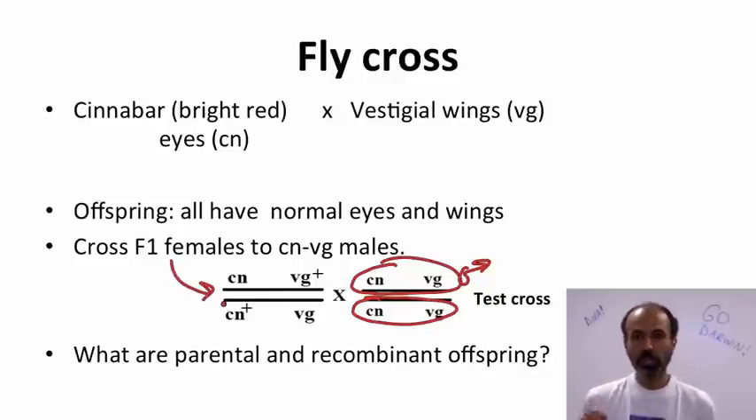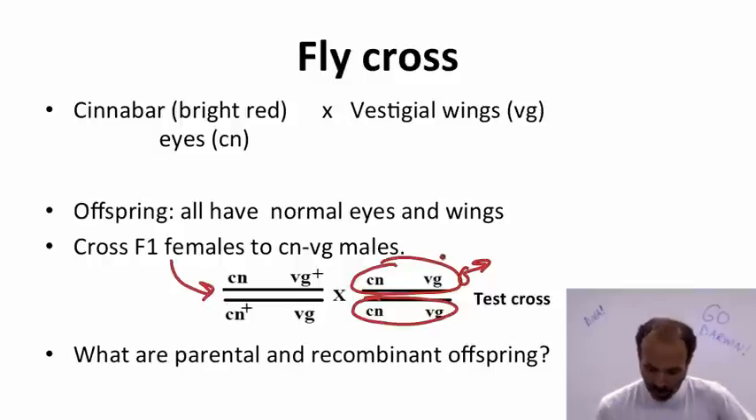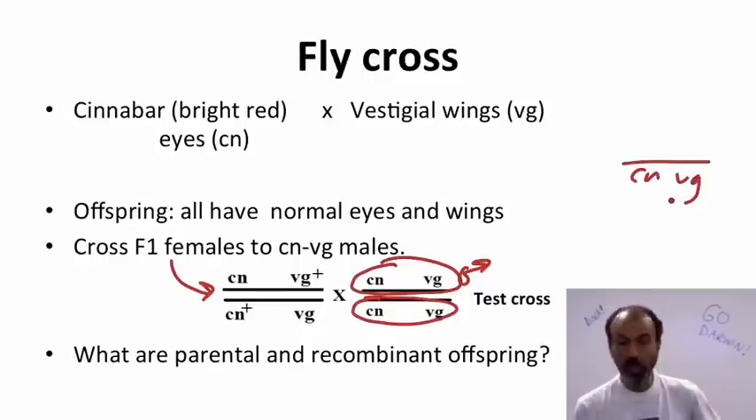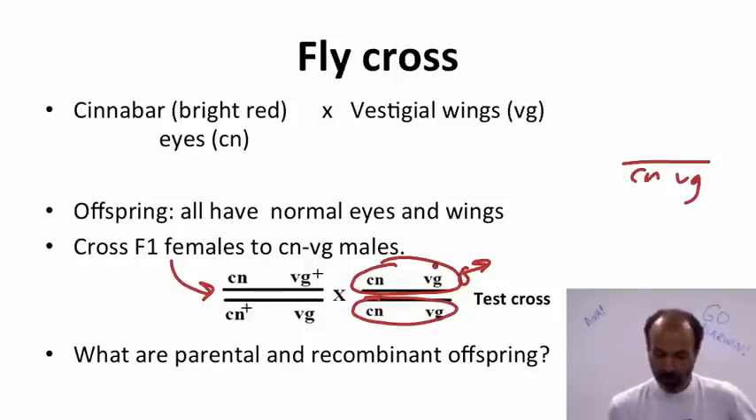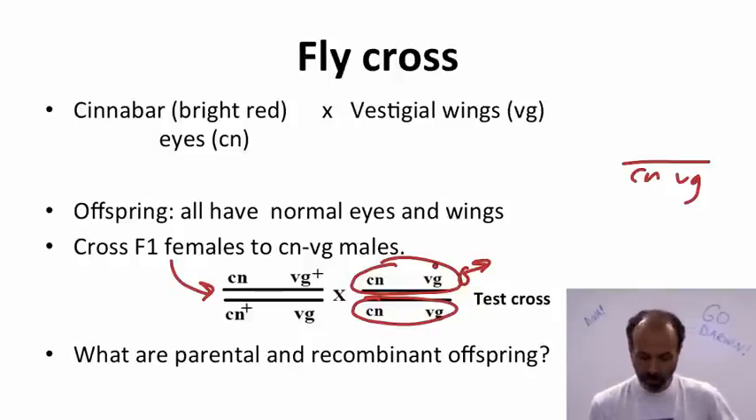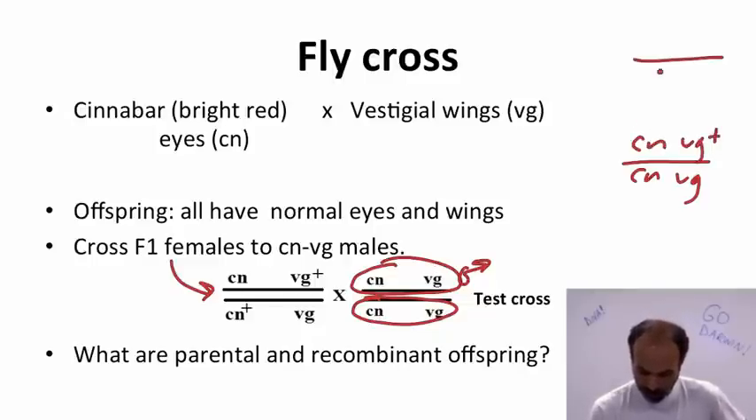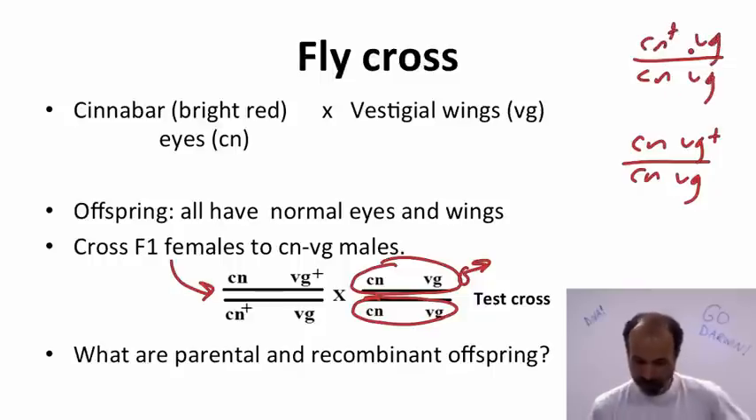What would be the parental and the recombinant offspring? What would they look like? Well, let's think about this. The dad's always giving the mutant form. So from dad, you're always getting CN VG, no matter what. It doesn't matter if there's a recombination or not, which there isn't any recombination in Drosophila males, but let's just leave that alone. If you're getting parental gametes from the female, what would you get? You would get either CN VG plus, or you would get CN plus VG.